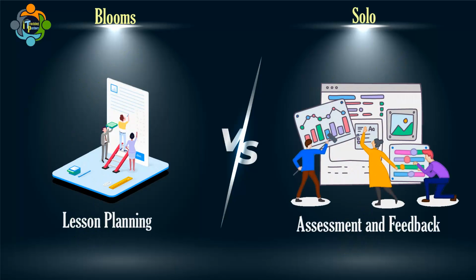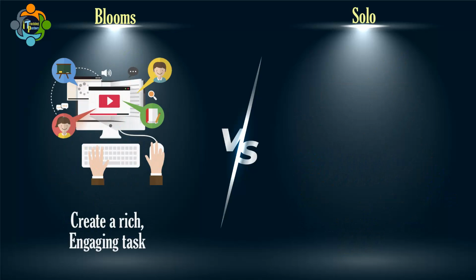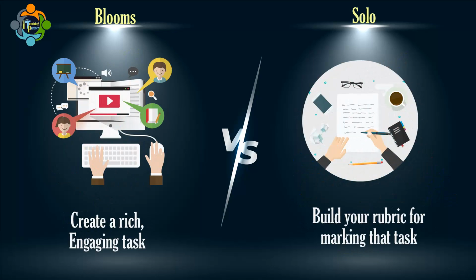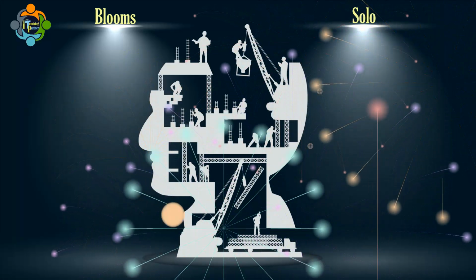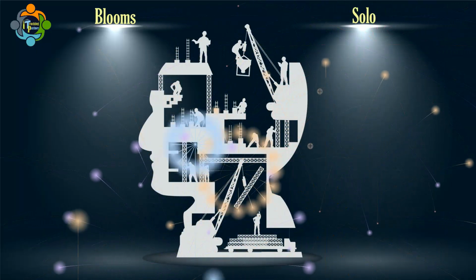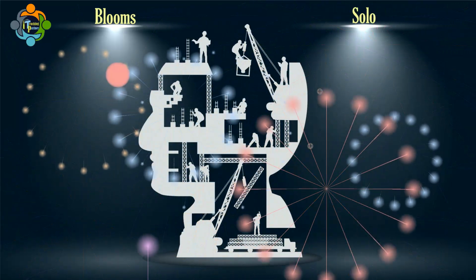It helps you judge the depth of the understanding that resulted from those activities. You can use Bloom's verbs to create a rich, engaging task and then use the Solo levels to build your rubric for marking that task. This combination gives you a powerful framework for both planning your teaching and evaluating its impact on students' learning.